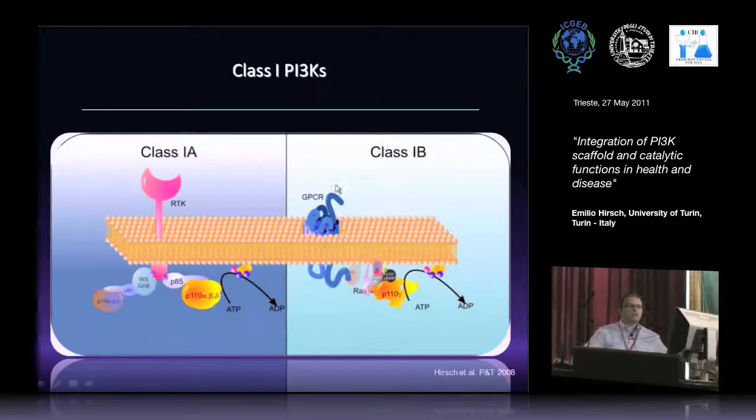PI3 kinases can also be activated by G protein coupled receptors. And actually, the PI3 kinase family can be subdivided in two subgroups. The class 1A PI3 kinases are those enzymes that are activated by tyrosine kinase receptors. And the class 1B PI3 kinases are activated by G protein coupled receptors. Actually, while three different enzymes exist in the class 1A subtype, there's only one in the class 1B, the PI3 kinase gamma. And we focused our attention on this particular subtype already for quite some time.